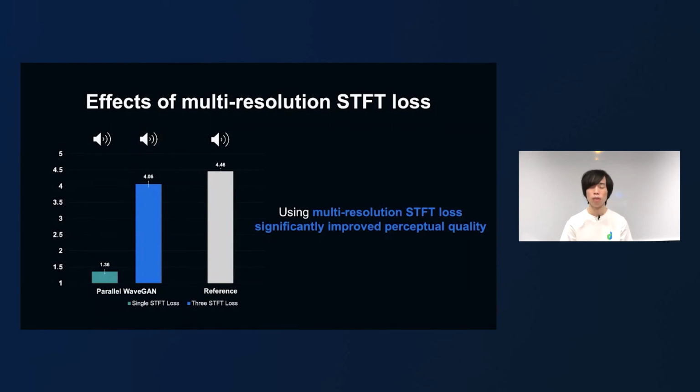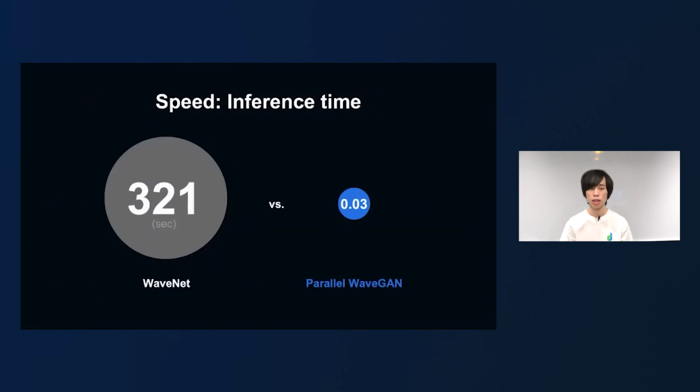How was that? By using the multi-resolution STFT loss, the subjective quality is greatly improved. Next is the evaluation result of inference speed. This shows the result measured on the server using NVIDIA V100 GPU. Since our parallel WaveGAN can generate speech in parallel, it can achieve an inference speed 10,000 times faster than the autoregressive WaveNet.